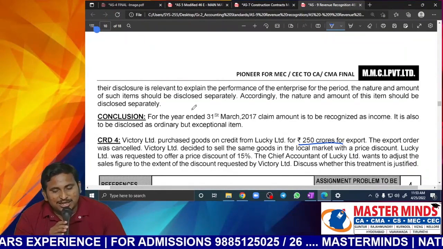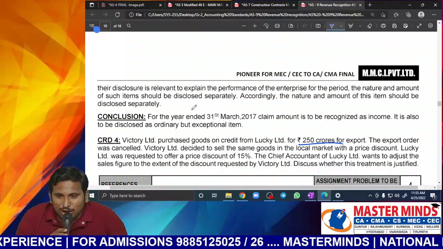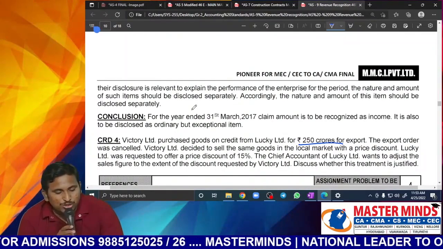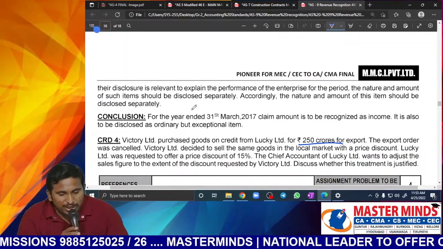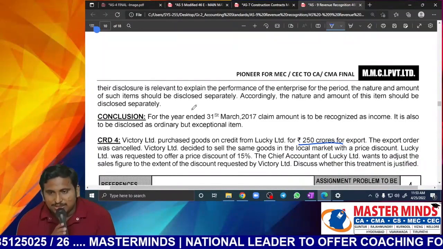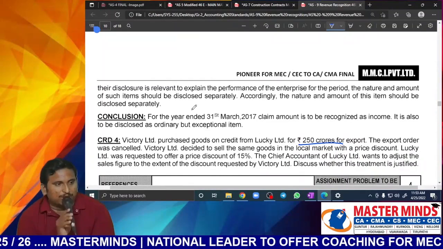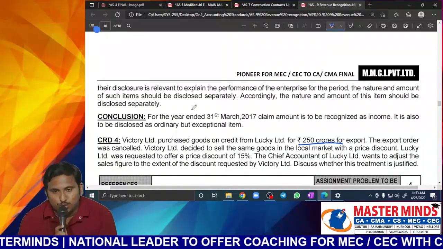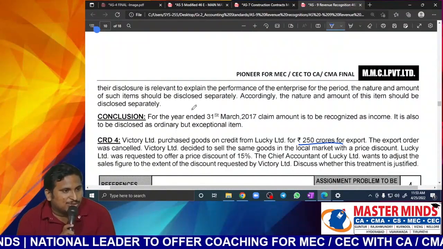Lucky Limited was requested to offer a price discount of 15%. The chief accountant of Lucky Limited wants to adjust the sales figure to the extent of the discount requested by Victory. Discuss whether this treatment is justified or not. Is this correct or not, sir? Can they do like that? The answer is no. Why, sir?